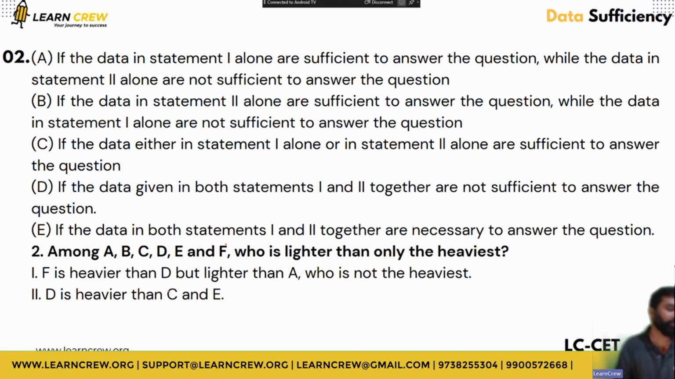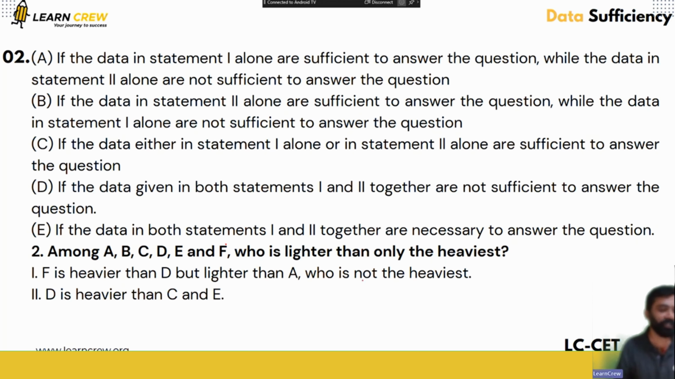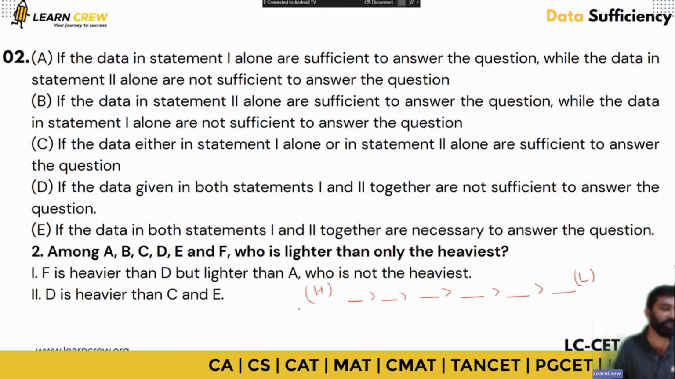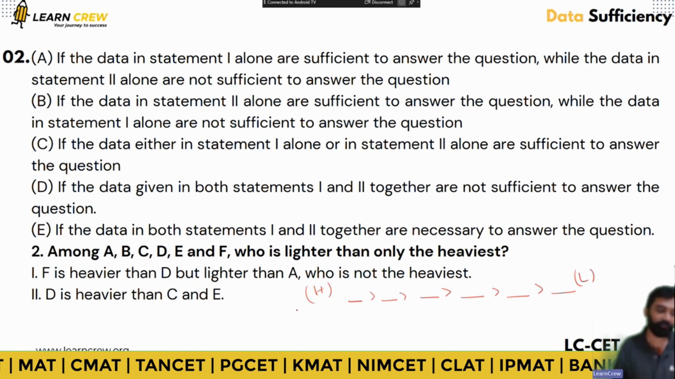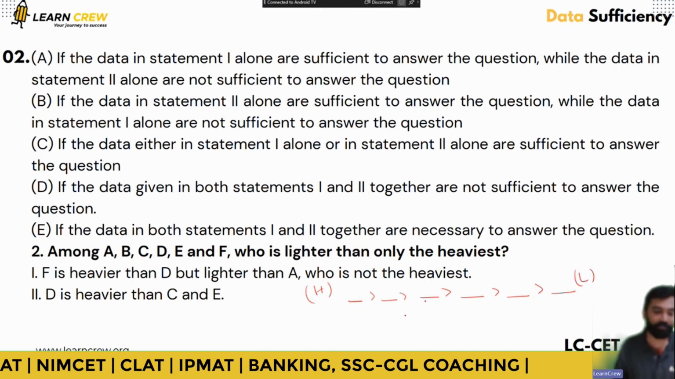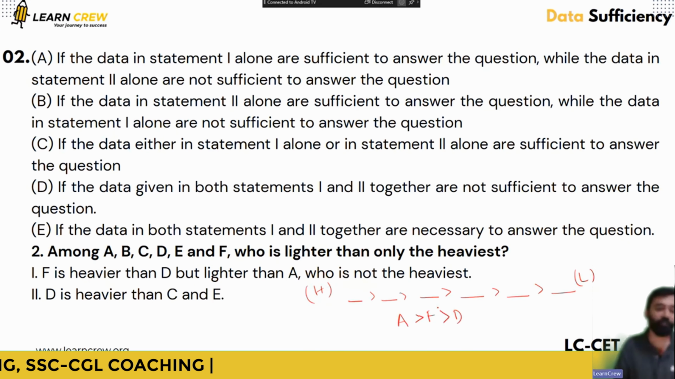So what are they telling? The given statements are F is heavier than D. How many friends are there? 6 friends. 1, 2, 3, 4, 5, 6. Heaviest, lightest. Fine. F is heavier than D, but lighter than A. Means who is coming? D. But I don't know where to place A, where to place F, where to place D.